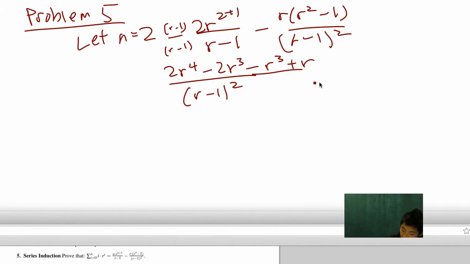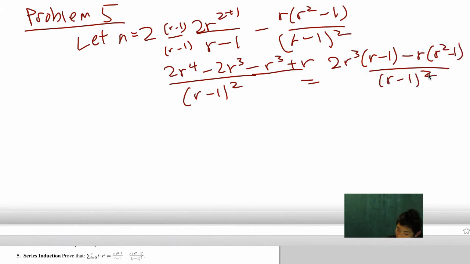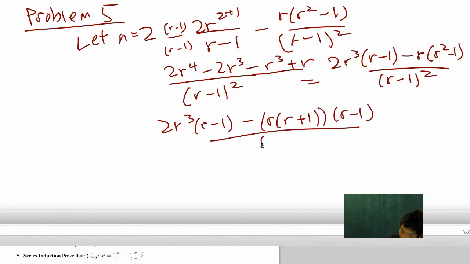So notice how these two groups are already there staring at you in the face. You get this r^2 minus 1, and now you have a difference of squares. That's really convenient because now you have (r plus 1)(r minus 1), and r minus 1 cancels out. Excellent. So you have (2r^3 minus r^2 minus r) over (r minus 1).